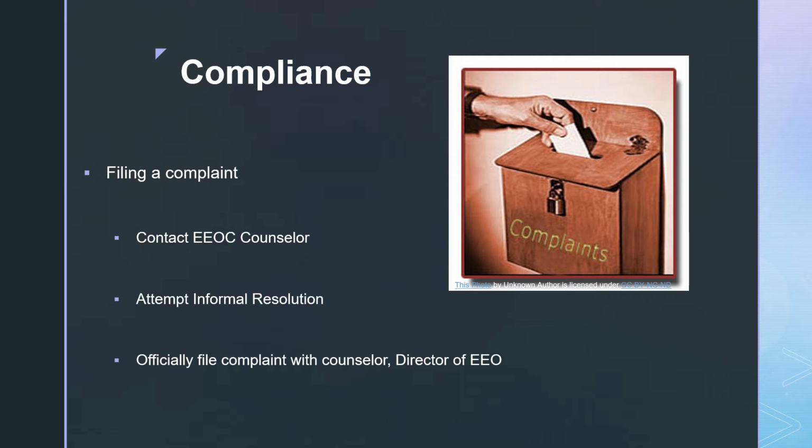The EEOC deals with complaints made against employers. And to ensure an organization is being compliant, the prospective, current, or former employee must first contact an EEOC counselor within 45 days from when the event occurred. The counselor will take your information and attempt an informal resolution with the organization first. This is usually the timeliest outcome. If no informal resolution can be reached, the counselor will give you a notice of your right to file a complaint with the director of the EEO or possibly go through mediation. You have 15 days to file the actual complaint.